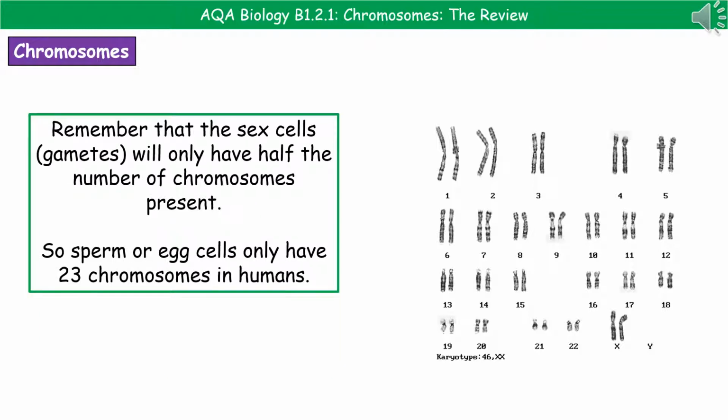One of the important exceptions to that are the sex cells or the gametes. They will only have half the number of chromosomes present as a normal body cell. So in humans, the sperm or the egg cells only have 23 chromosomes present.